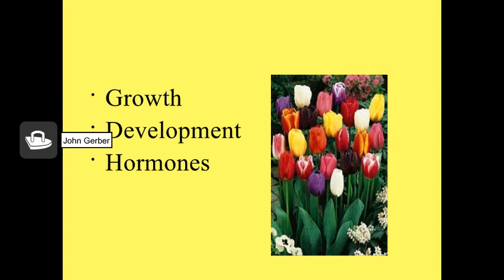Welcome to the beginning of section 2 of this class. This is the study of plant physiology, which focuses on plant growth and development in response to the environment. The first lesson covers growth, development, and the role of hormones.